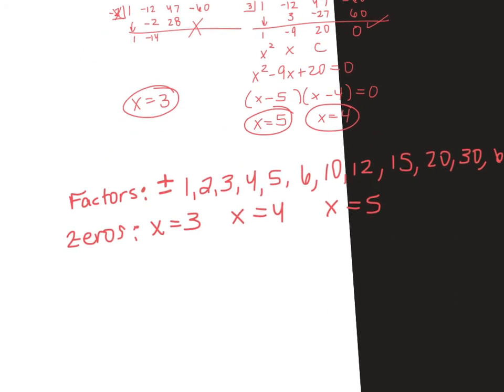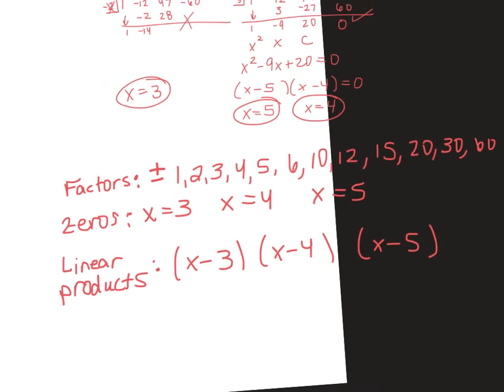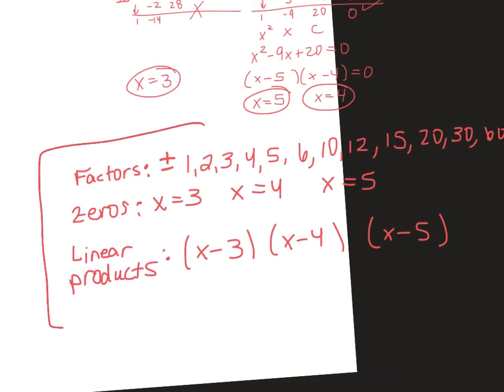The next line, it's going to say linear products. So what would my 3 binomials look like? What do my 3 binomials look like? x minus 5 and x minus 4. Okay, agreed. x minus 4, x minus 5, and there's one more. x minus 3. x minus 3, good. And there, ladies and gentlemen, would be your answer.